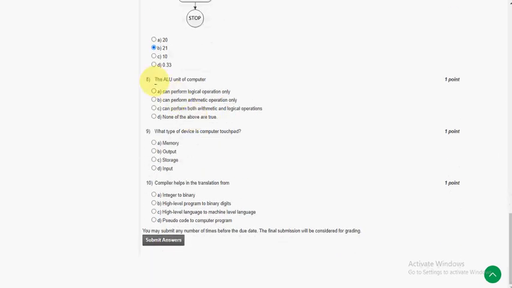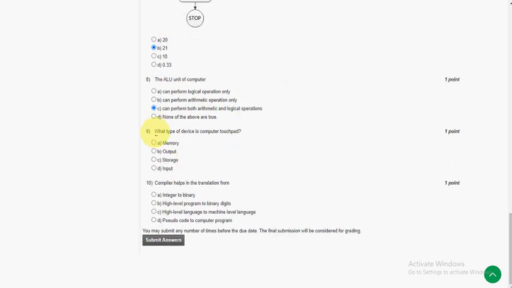And the eighth one, the ALU unit of the computer. The full form of ALU is arithmetic and logic unit. So option C is valid because it can perform both arithmetic and logical operations. So option C is the correct answer for the 8th question.